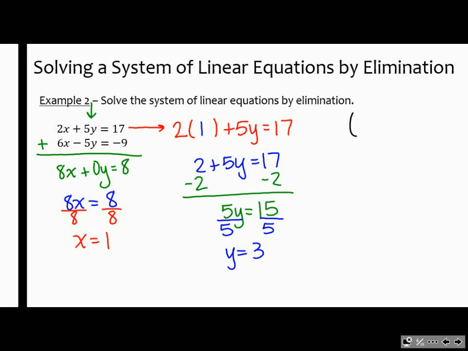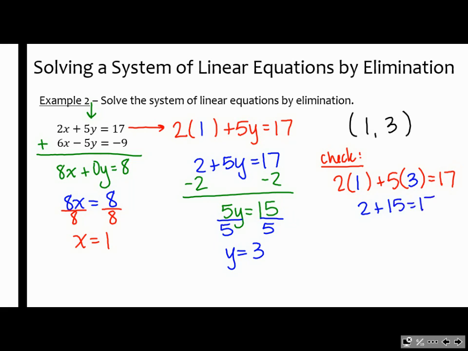Now that we have our x and y, we can write it as an ordered pair. X is 1, y is 3. So it appears the solution is (1, 3). Time to check. 2 times x will be replaced, plus 5 times y, which will be replaced, should equal 17. We have 1 and 3. 2 times 1 is 2. 5 times 3 is 15. 2 add 15 is 17. And that one checks out.